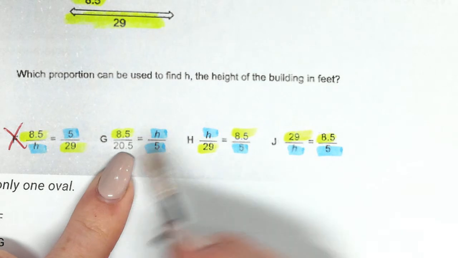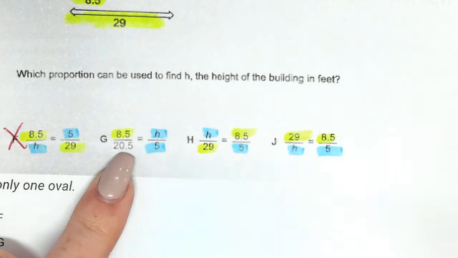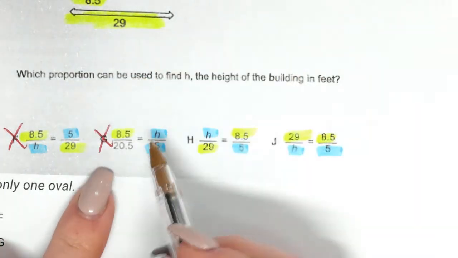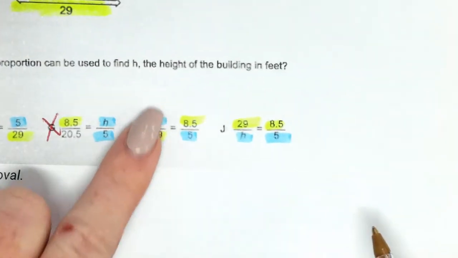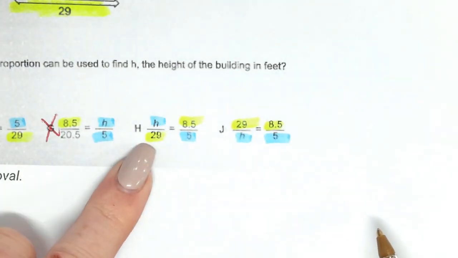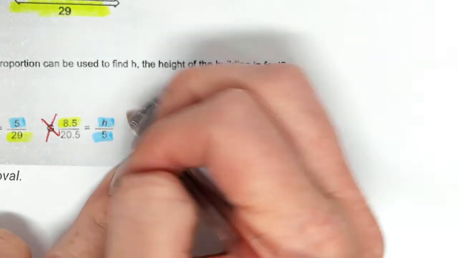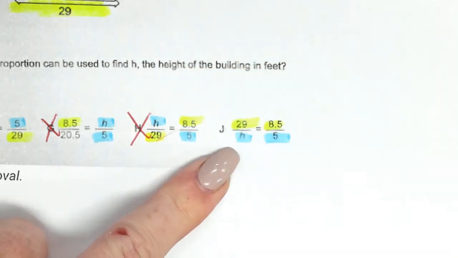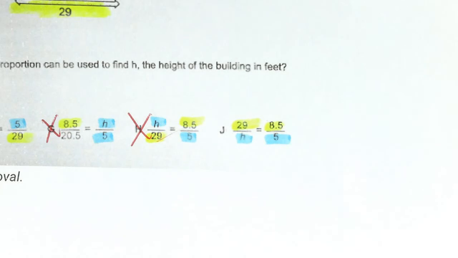What's wrong with G? Wake up and answer. What's wrong with G? It doesn't even have the right colors. Like that one is not even highlighted. All right. What's wrong with H? They're across from each other again. So the answer has to be what? The answer has to be J.